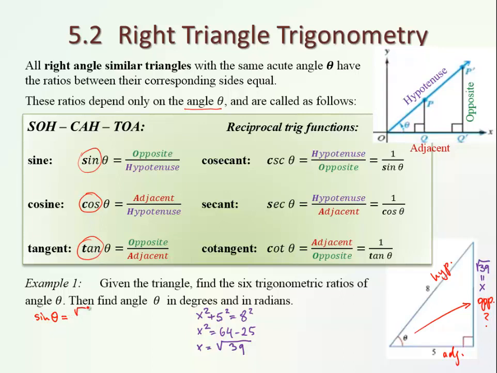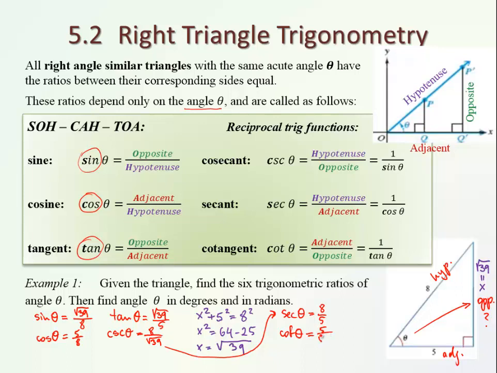Sine of theta is root 39 over the hypotenuse, which is 8. Cosine of theta is adjacent over hypotenuse, which is 5/8. Tangent of theta is opposite over adjacent, so it's root 39 over 5. And then the rest of the functions are really easy because it's enough to flip the values that we already have. So cosecant theta is the reciprocal of sine, so it's 8 over root 39. Secant of theta is the reciprocal of cosine, so it's 8/5. And finally, cotangent of theta is the reciprocal of tangent, so it's 5 over root 39. So we have the values of all six trigonometric functions of angle theta.